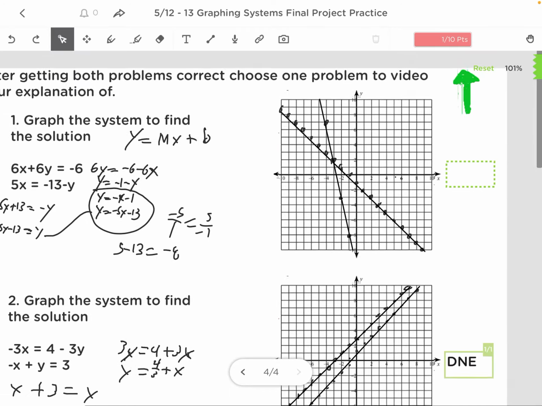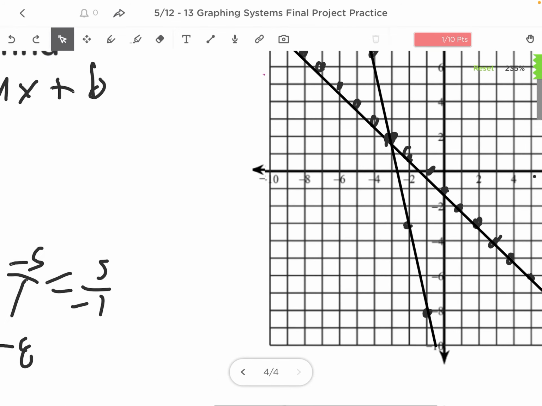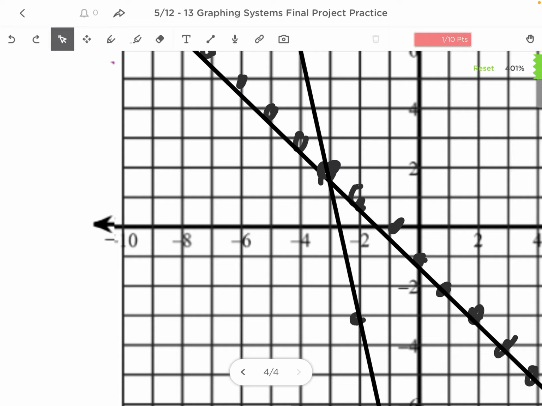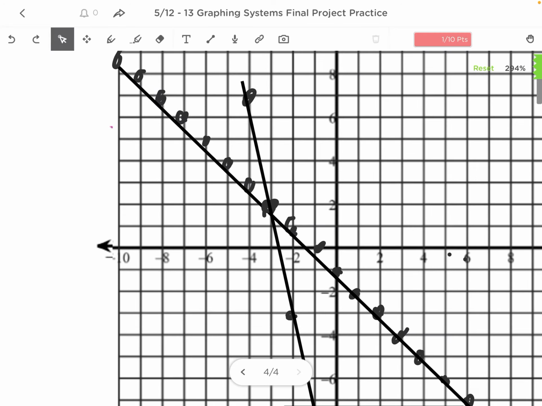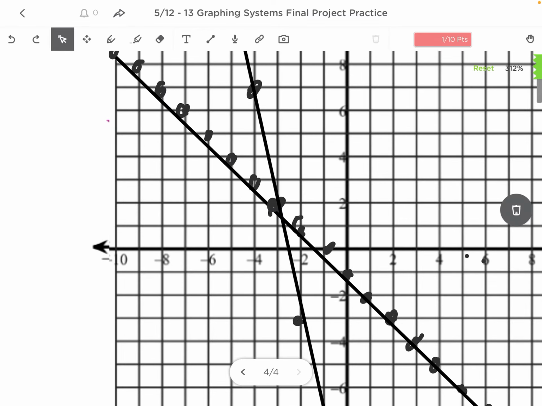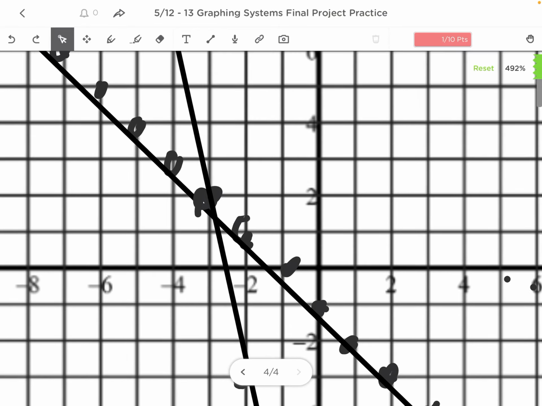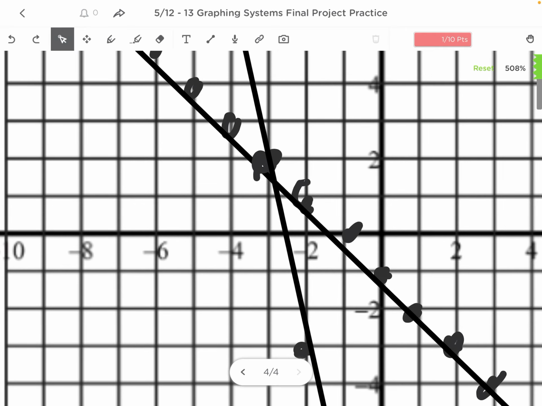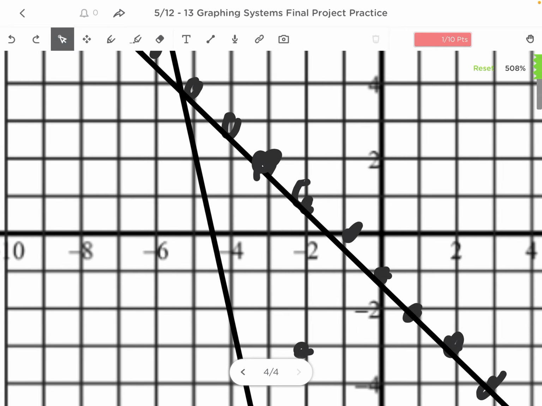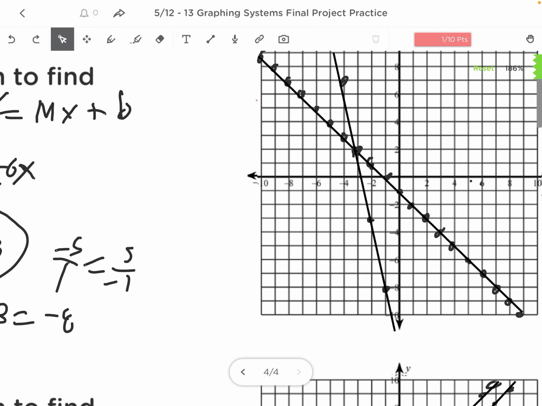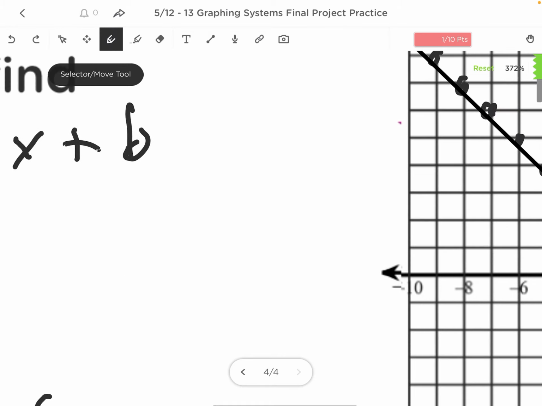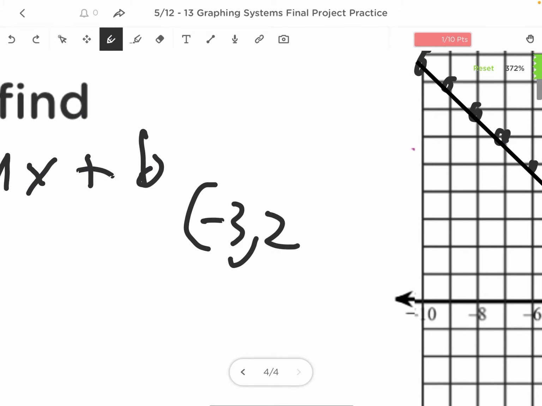Now to find the solution to this problem, let's find the intersection point of these two lines, which is negative 3, 2. Here we got negative 3, 2.